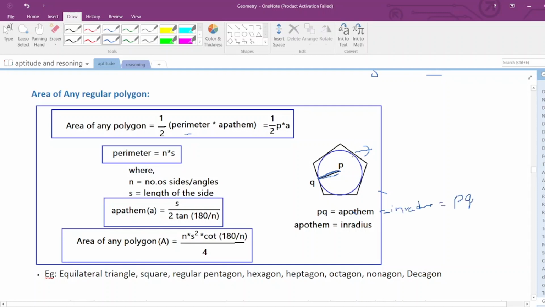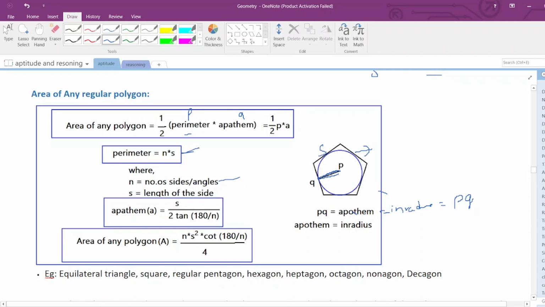So perimeter is the number of sides into the length of the side. So S is the length of the side and n is the number of sides or angles. So perimeter is equal to n into S, which means 5 into S for the pentagon, and apothem is equal to PQ. Taking apothem as A and perimeter as P, the formula will become half into P into A.